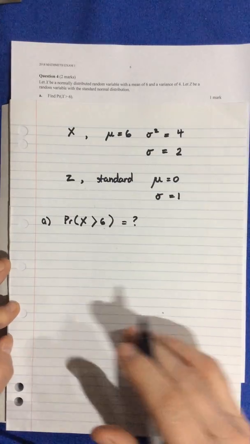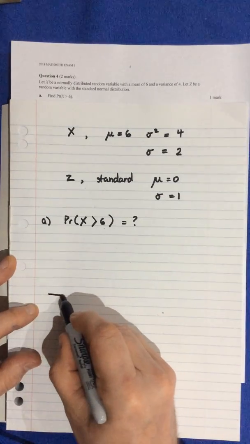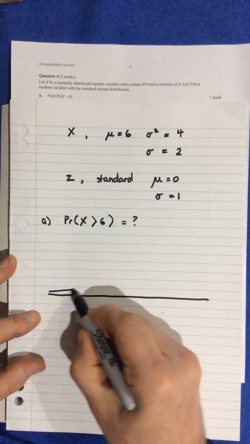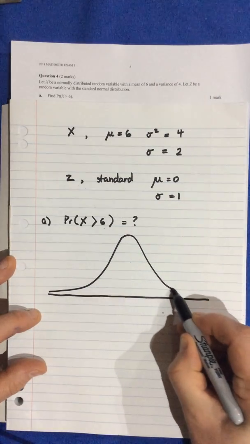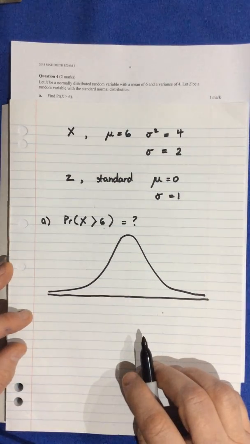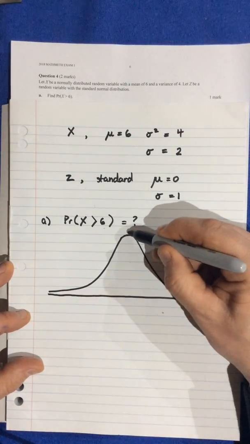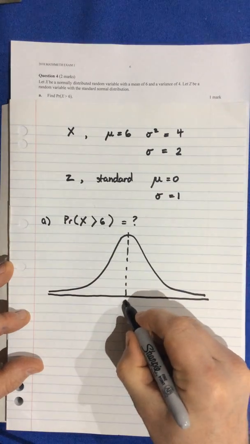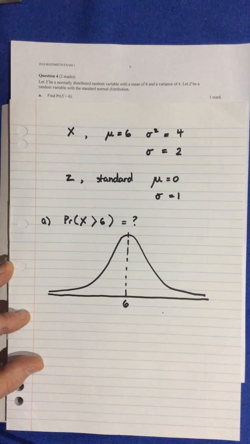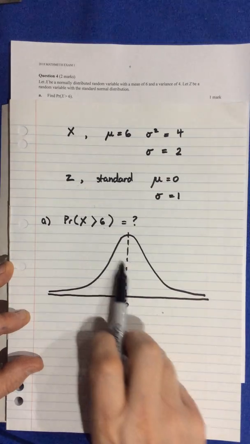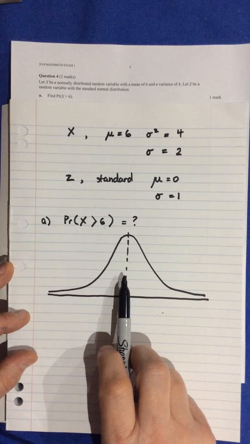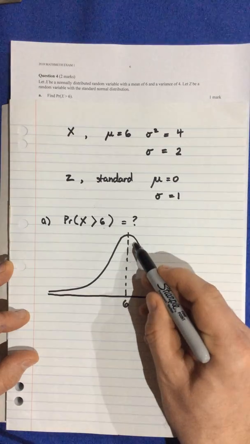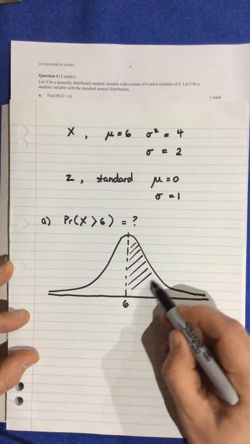I usually like to do these visually, so I'm just going to draw a quick sketch of what this normal distribution might look like, which is pretty straightforward. It's just got the typical bell-shaped curve. Its peak, the high point, corresponds to the mean, so that's 6. And that's pretty much it. So they're asking me the probability that a particular variable from this distribution is greater than 6.